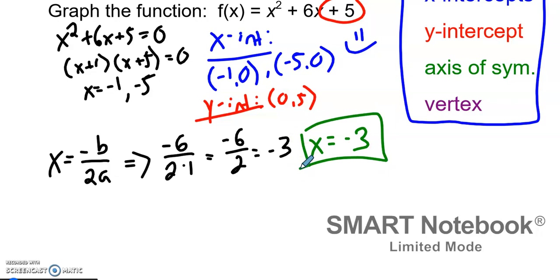There's another way to go about it though. Since parabolas are symmetrical and we found the x-intercepts, what we can do is actually take the middle of our x-intercepts, or we can take the average of it.